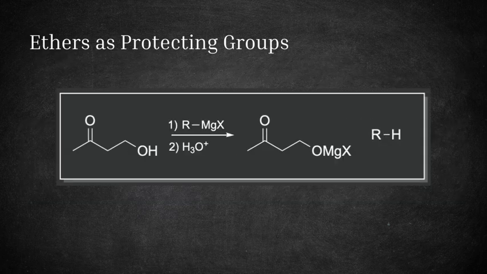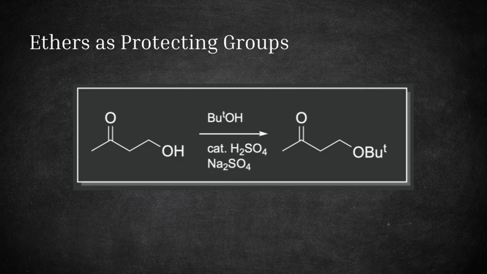Consider the ketone we plan to use in the following reaction. First, we observe that the molecule containing the electrophile in this Grignard reaction also has an alcohol group with an acidic proton. To prevent this proton from interfering with the reaction, we can protect the alcohol. This is achieved by treating the molecule with tert-butanol, catalytic sulfuric acid, and sodium sulfate. This protection step converts the alcohol into a tert-butyl ether, shielding it from subsequent reaction with the Grignard reagent.